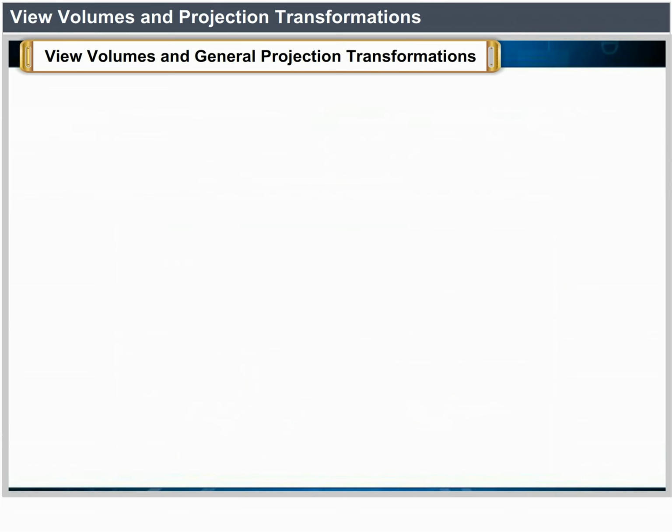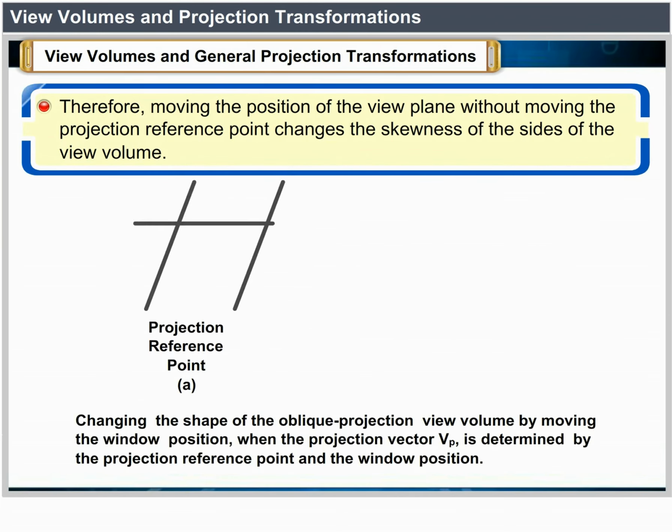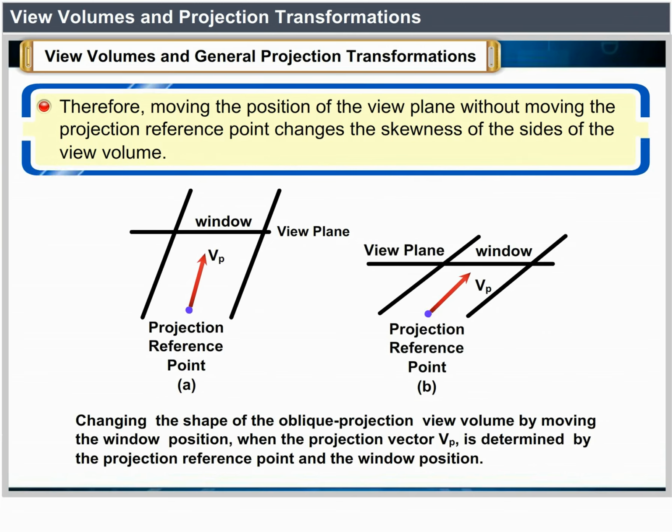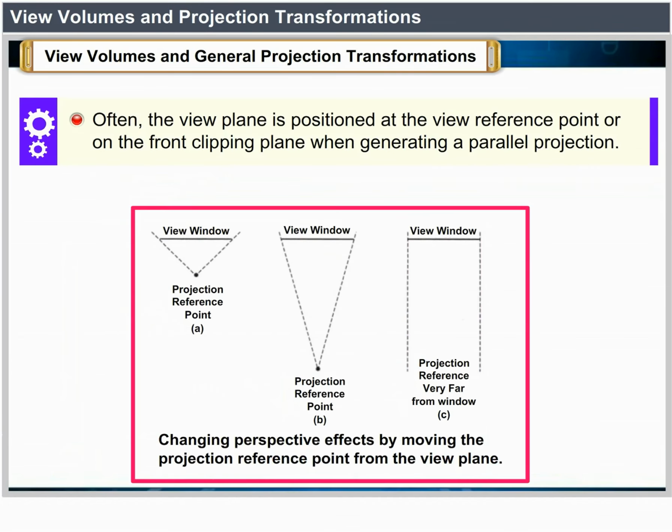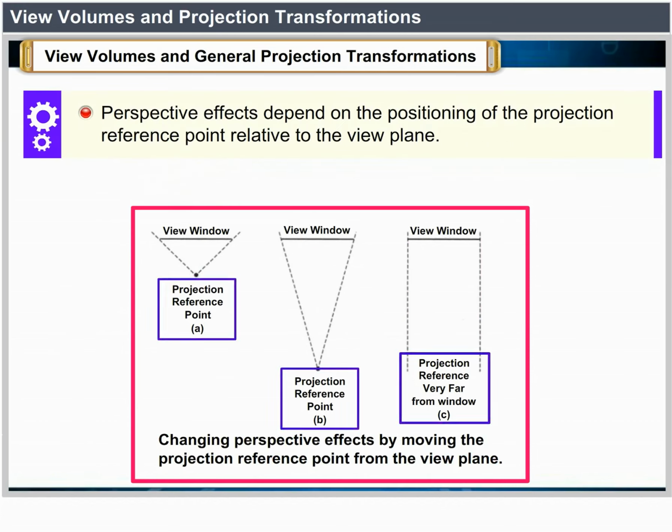Therefore, moving the position of the view plane without moving the projection reference point changes the skewness of the sides of the view volume, as shown in this figure. Often, the view plane is positioned at the view reference point or on the front clipping plane when generating a parallel projection. Perspective effects depend on the positioning of the projection reference point relative to the view plane, as shown in this figure.